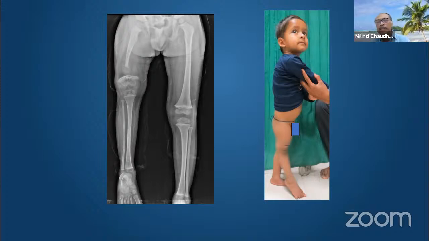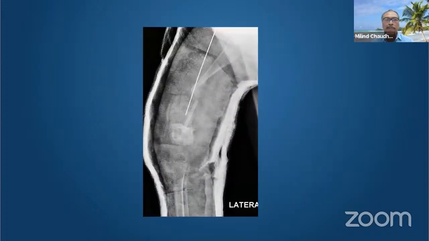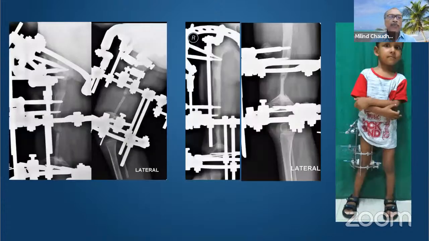This child never walked in his life. He's 1.5 years of age. He's got this massive gap in the femur. So when we just put in the fibula and the wire and a spica, it didn't work. What's needed is this unbeatable combination of the fibula and the fixator. And that's how we did it.